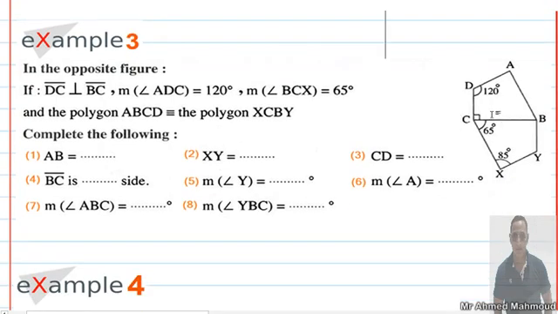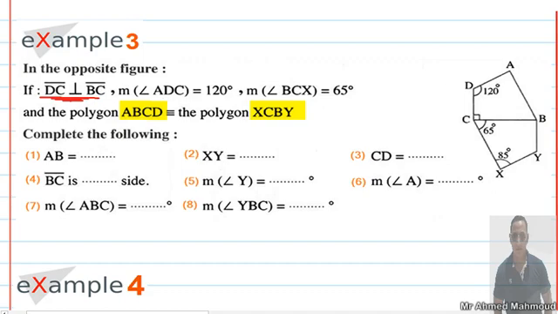Now we have two polygons, but one of them is rotated. Then we are going to use the orientation. Orientation means A with X, B with C, C with B, D with Y, as we see here and here. Okay, let's read the givens together. DC perpendicular to BC, that means angle C is right. It's clear in the figure that angle C is right.